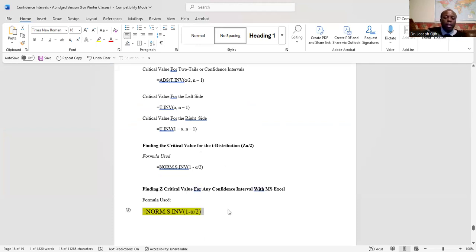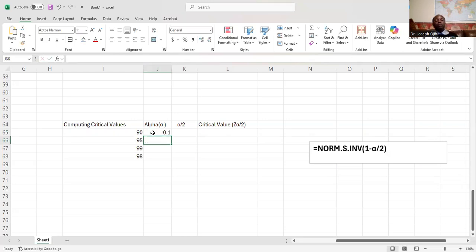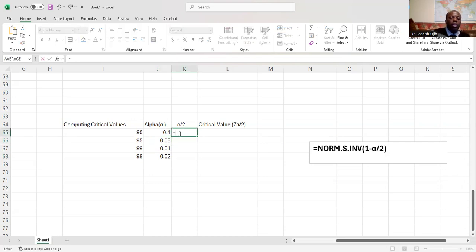Okay, now we're ready to find them. Let's do it. Again, if you're 90% confident, your chance of being wrong is 10%. So your alpha is 10% or 0.1. If you're 95% confident, the chance of being wrong is 5%, so your alpha is 0.05. Same thing here, 0.01 and 0.02. So alpha over 2 is just to divide all of them by 2. So put an equal sign, this divided by 2. Press the enter key. Give me this. And then I copy it down.